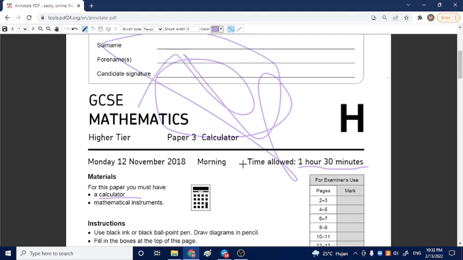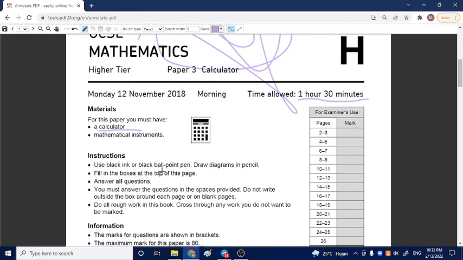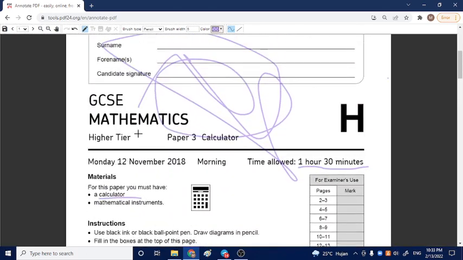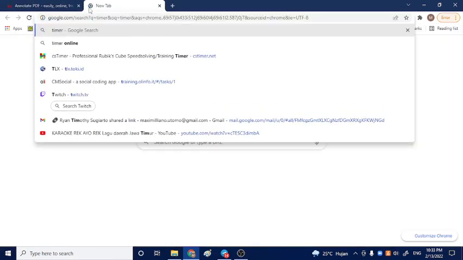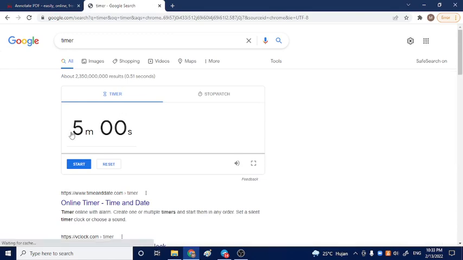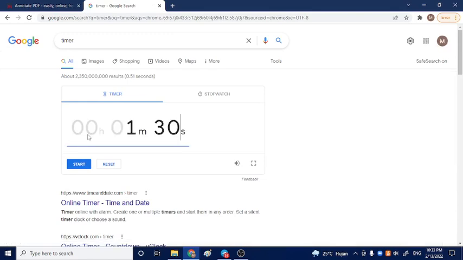Either way, Josh said that this was very easy, and when I look at the paper at a glance, it looks easy, so let's just go with it. First of all, I definitely need a timer. Let's say 130, no, 130:00. There we go. And let's start.